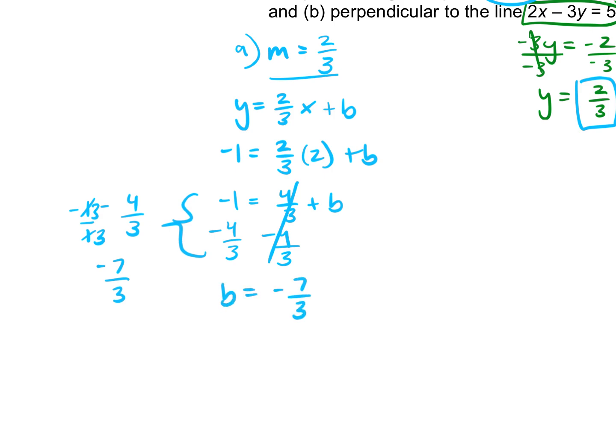Now when I write my equation of a line, I'm just plugging in my slope and my y-intercept. So y is equal to 2 over 3x plus, minus, because it's negative, 7 over 3.